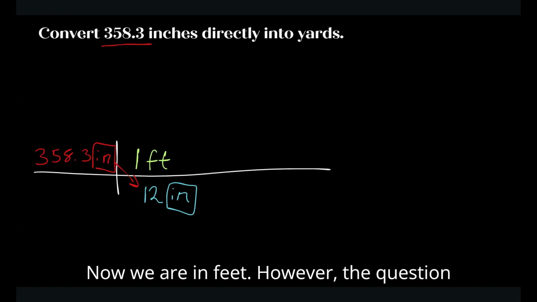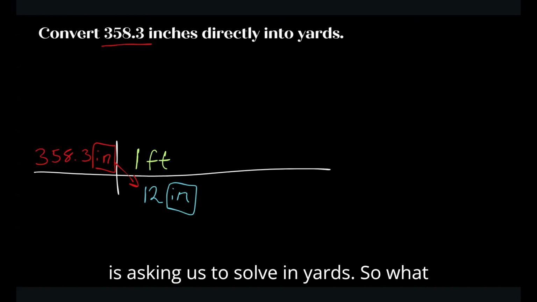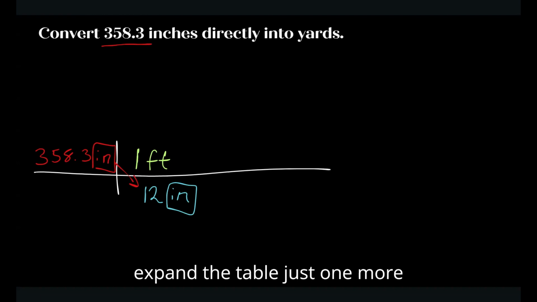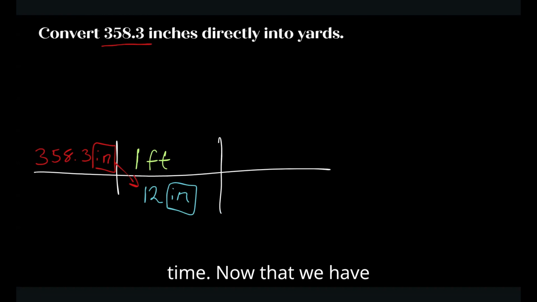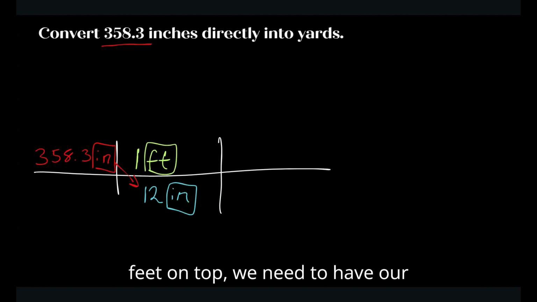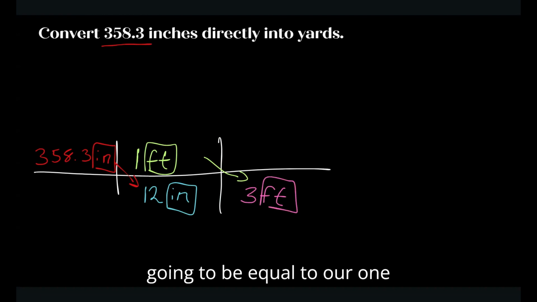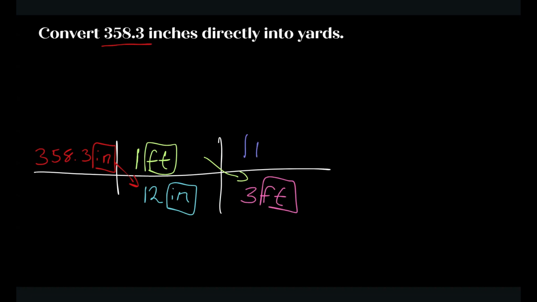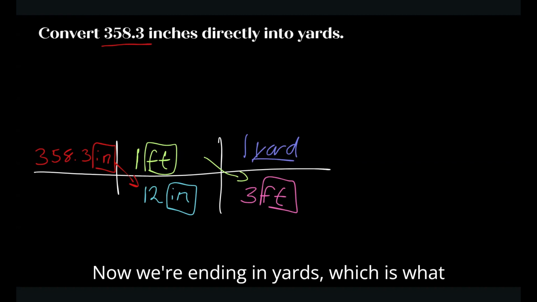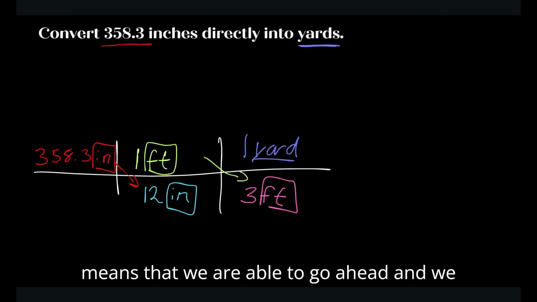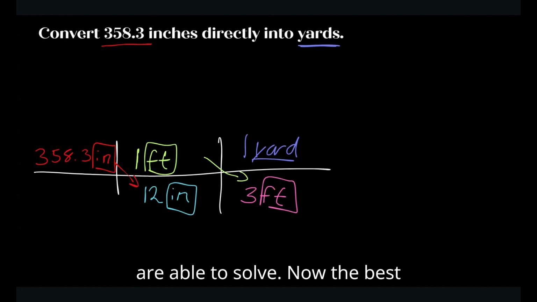So that 1 foot is able to go on top. Now, we are in feet. However, the question is asking us to solve in yards. So what we're going to do is expand the table just one more time. Now that we have feet on top, we need to have our feet on the diagonal. If we look at our example 2, this was our 3 feet. And our 3 feet were going to be equal to our 1 yard. Now we're ending in yards, which is what we were trying to solve for. So that means that we are able to go ahead and solve.